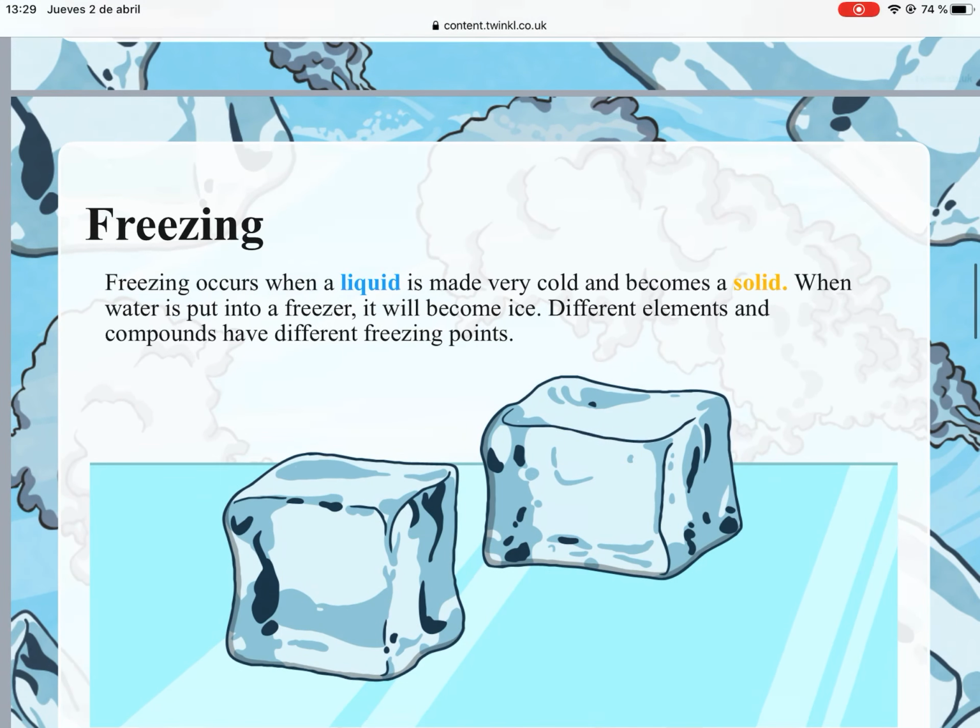Freezing. Freezing is what happens when we put water in the freezer, yeah? So freezing occurs when a liquid is made very cold and becomes a solid. When water is put into a freezer, it will become ice. Different elements and compounds have different freezing points.